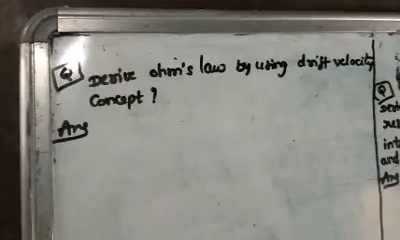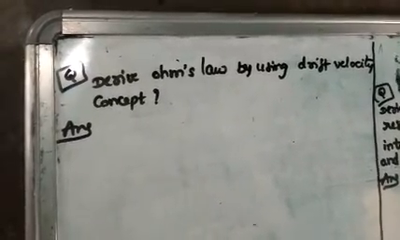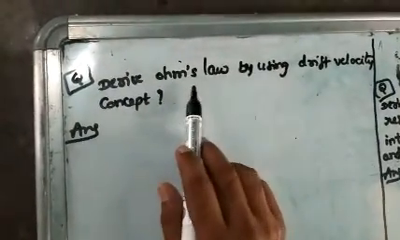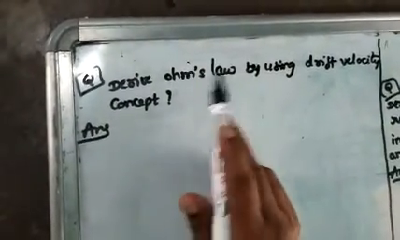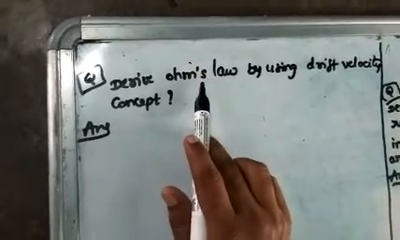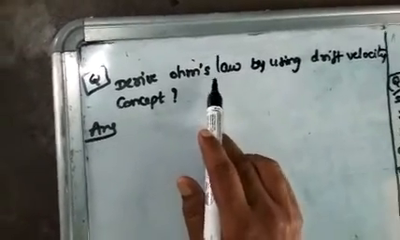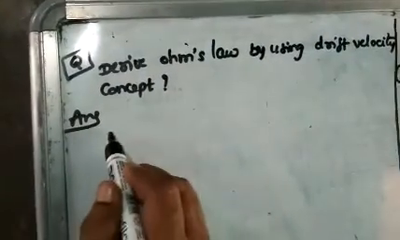Coming to this next concept. Here I am explaining question-answer type. Derive Ohm's law by using drift velocity concept. The basic idea we know very well, Ohm's law. I will explain again. Just remember Ohm's law formula, V equal to IR. So how will I derive it? Listen carefully. Only derivation, simple derivation.